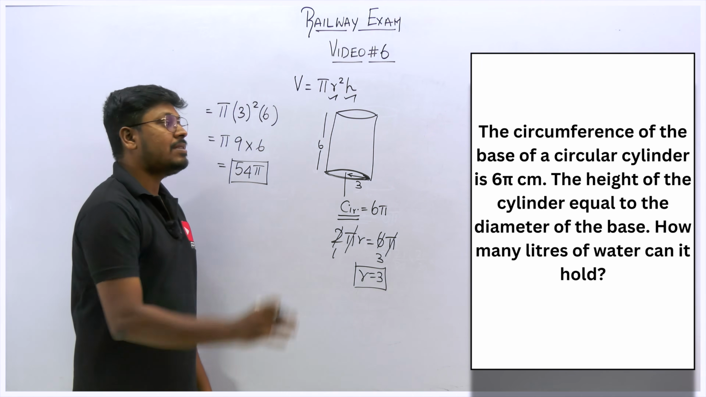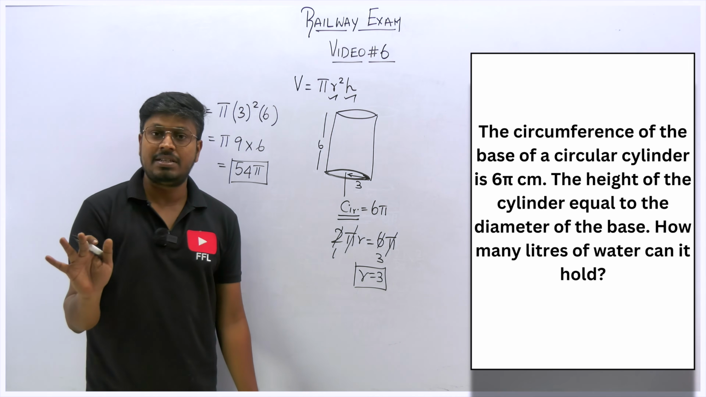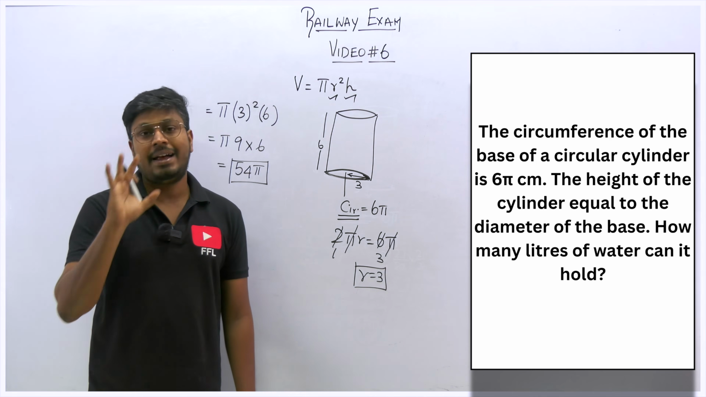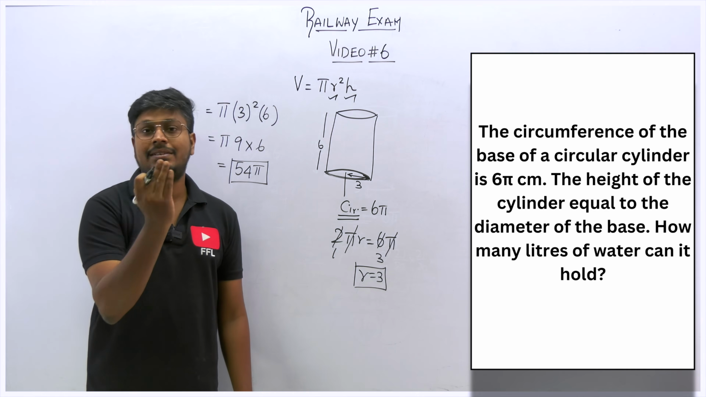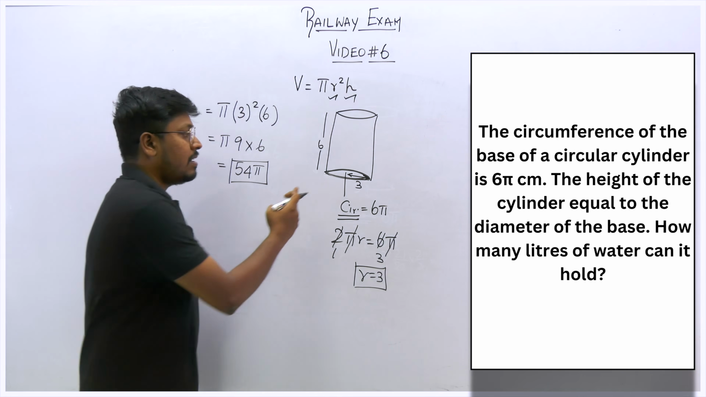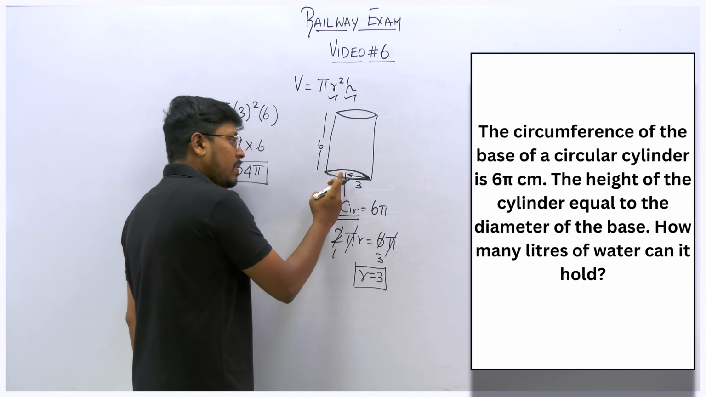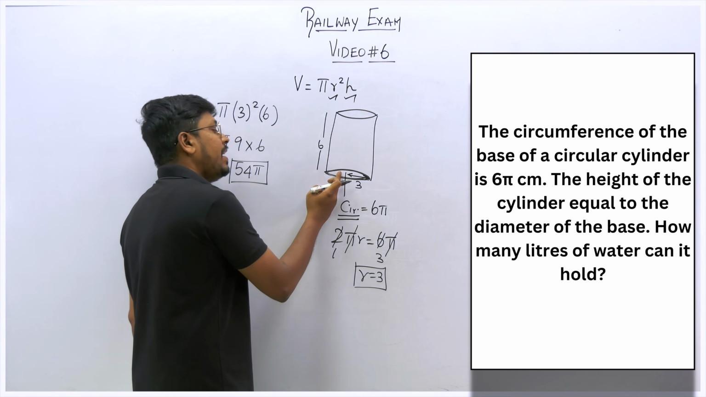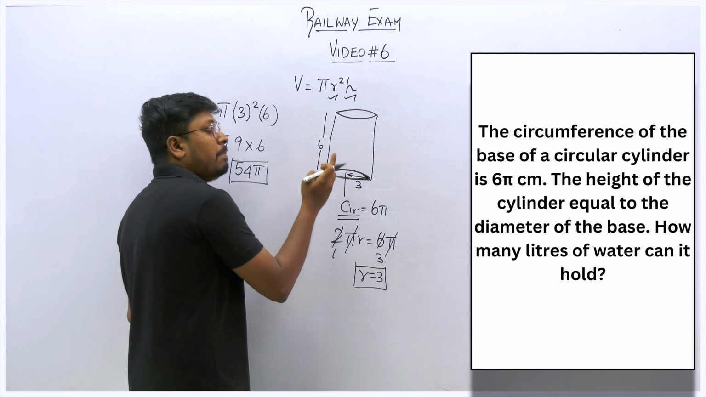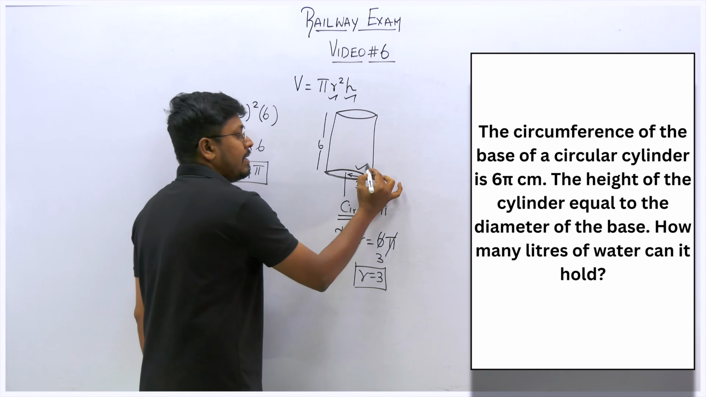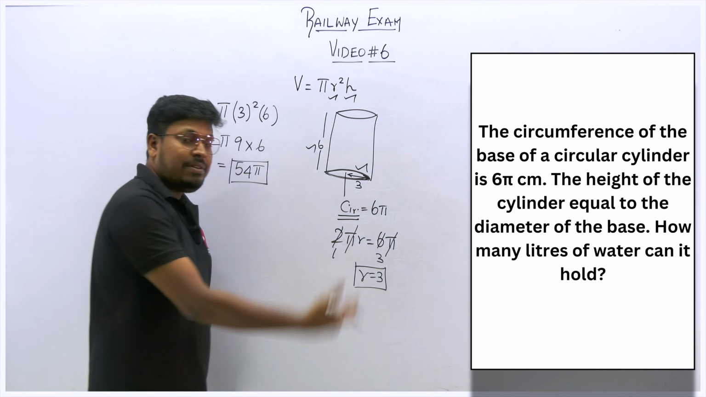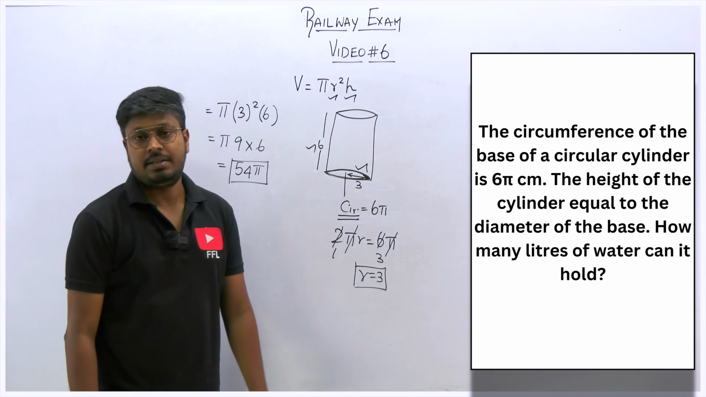So friends, most of the cylinder questions won't give you the values directly. They will always give you either the circle value, like the circumference, or the area of a circle. Those kinds of values they usually give in a cylinder. By using that value, we usually find the radius as well as the height, and then we find the answer. Most of the questions will be like that.